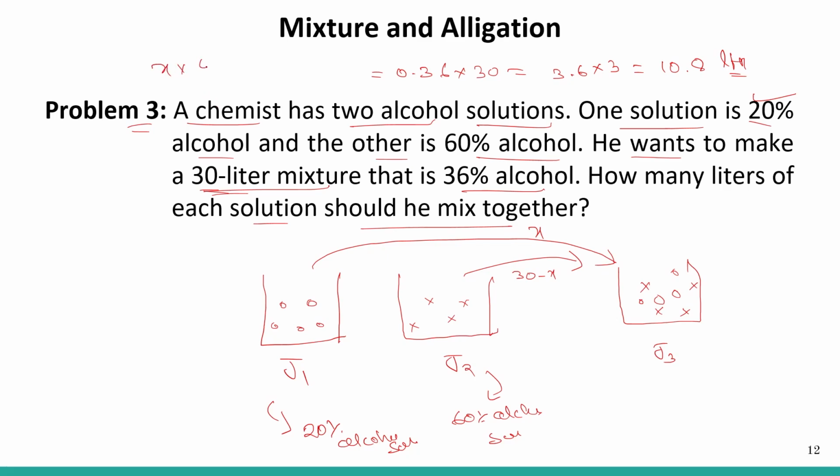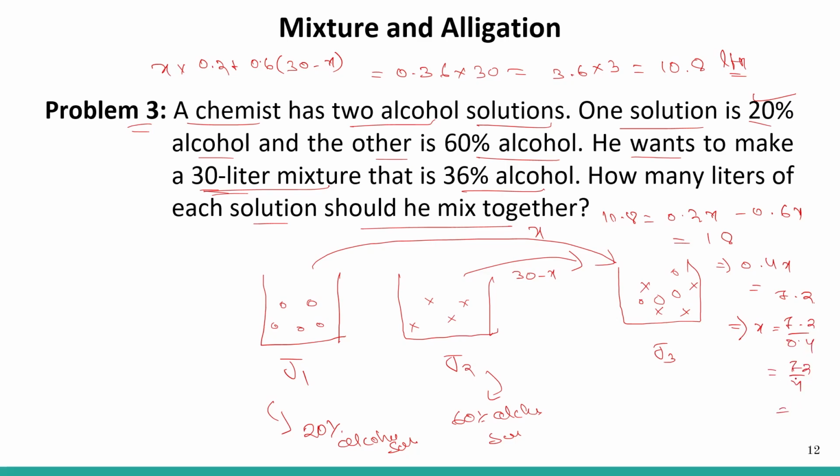So it will be x into 0.2 plus 0.6 into (30 minus x). Solving this equation, 10.8 is equal to 0.2x plus 0.6 into 30 minus 0.6x. Okay, so 3 into 6 is 18. So this implies that 0.4x is equal to 7.2. This implies that x is equal to 7.2 by 0.4, that is equal to 72 by 4.